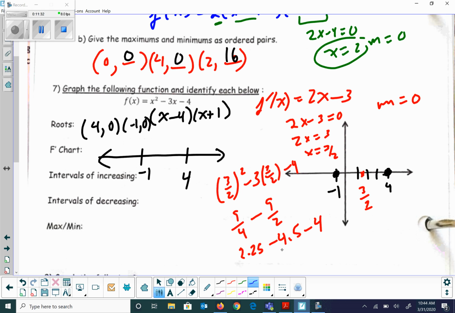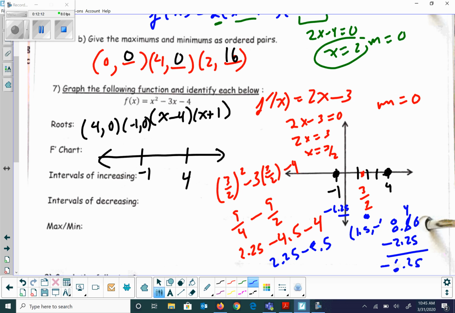Okay, so if we do the arithmetic here, that's going to give me 2.25 minus 8.5. So if we just do the subtraction, notice I'm not using a calculator, so please bear with me. Negative 6.25. Okay, so that's going to tell me that at 3 halves, so 1.5, the value is negative 6.25.